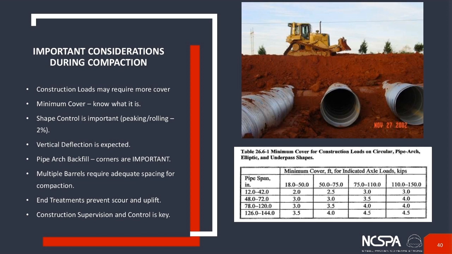And then we already talked about multiple barrels and the adequate spacing. But end treatments are, like I mentioned, very important as well. Those include bevels, skews, flared ends, head walls. They really need to be considered during the backfill process, because if you're using a bevel or skew, for instance, you're cutting that pipe, so you're taking the structural integrity out of the pipe. Those have to be reinforced to prevent any type of damage.